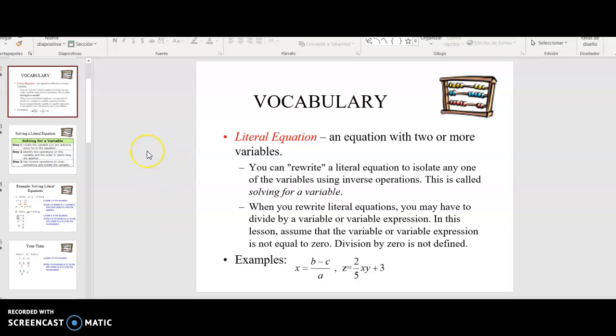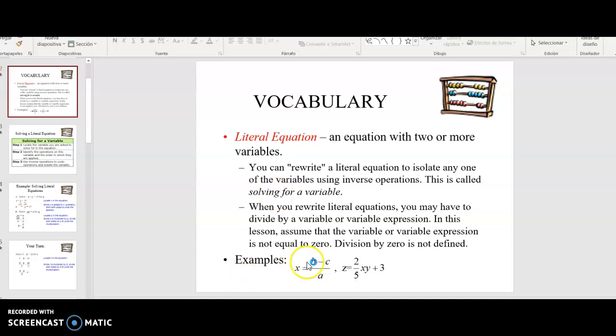So today we are going to talk about a new topic called literal equations. Alright, so what is a literal equation? It's an equation with two or more variables, okay? So for example, if we have an equation with some letters like A, B, C, X, Y, that would be a literal equation, where we have more than two variables.